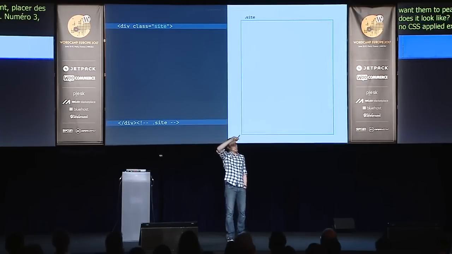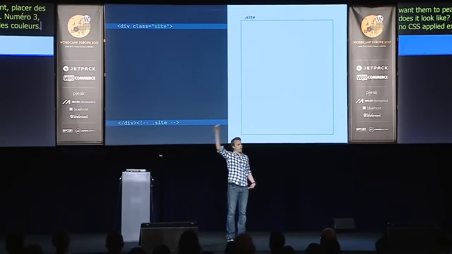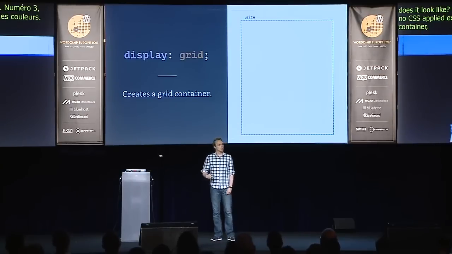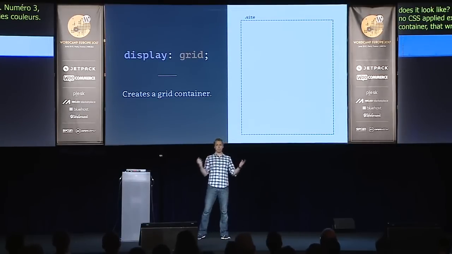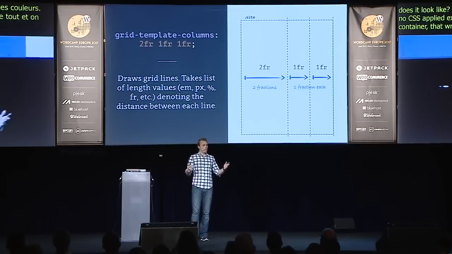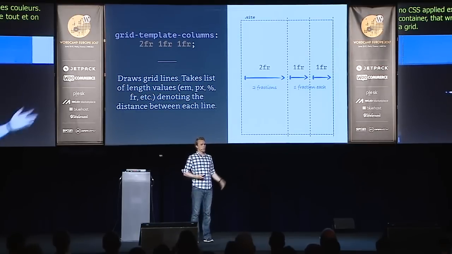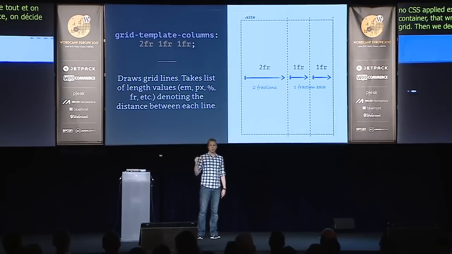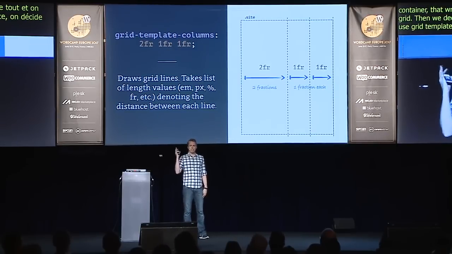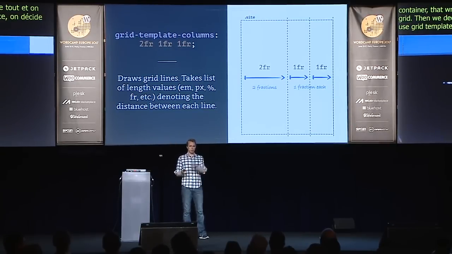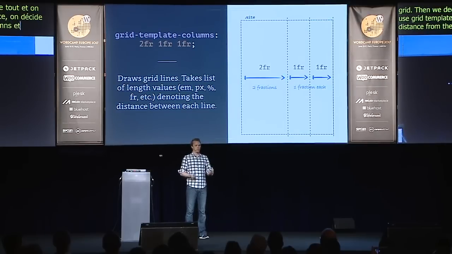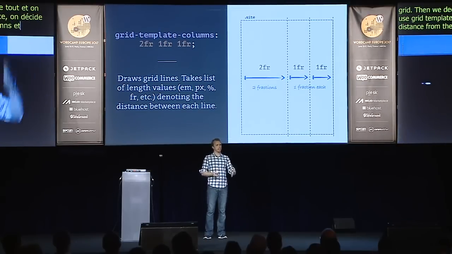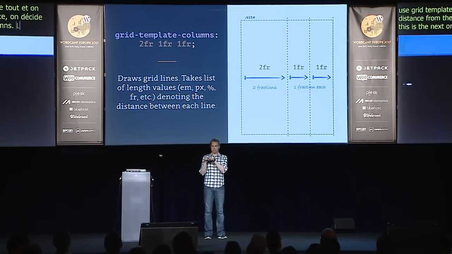Then we start by grabbing just the site container. That's the container that wraps everything. And we declare display grid. So now we have a grid. Then we decide how many columns and how many rows we want. And we do that using grid template columns and grid template rows. And here what we do is say the distance from the edge of the grid to the first line, that's the first value. Then the distance to the next one is the next value, and so on and so on. So you're declaring the width between each of the lines, and then another line is drawn.